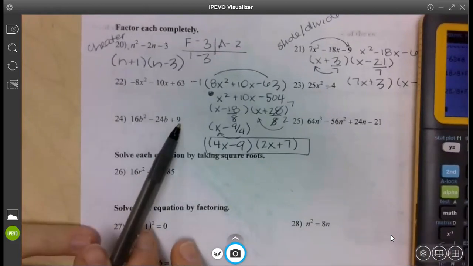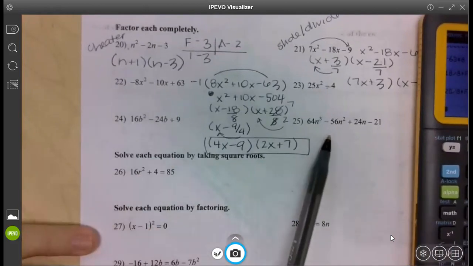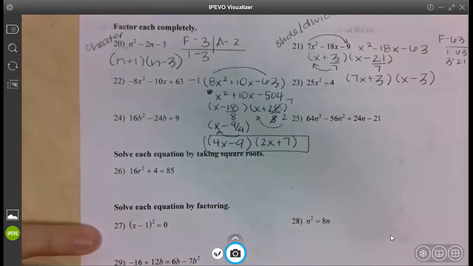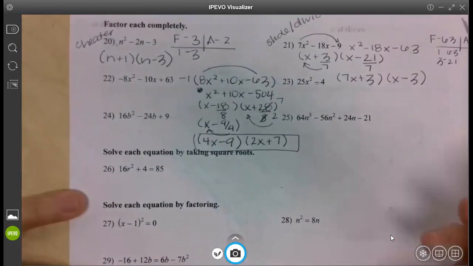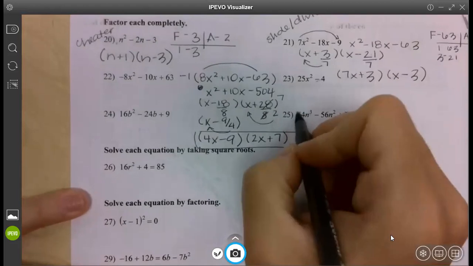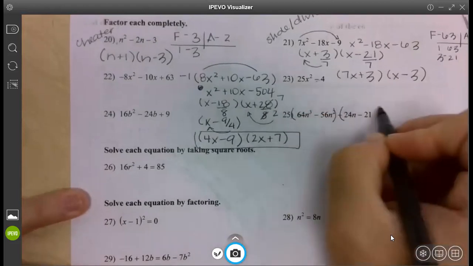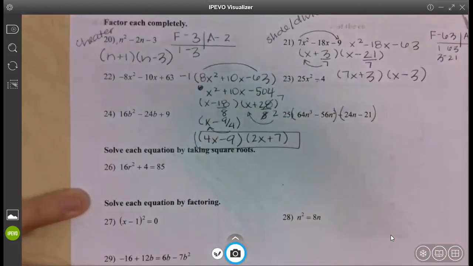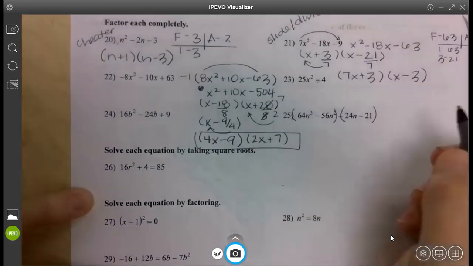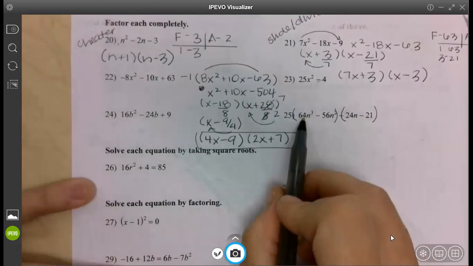24 is the exact same way, so I'm not even going to go over that one. Let's look at 25. 25 is the last factoring right here that we're going to do. It's 4 terms. So we're going to group those 4 terms. And then we're going to break them down.